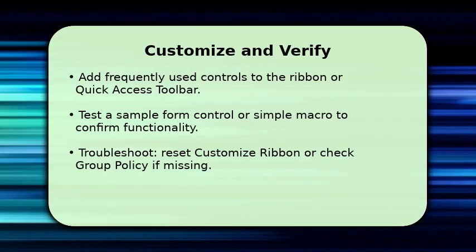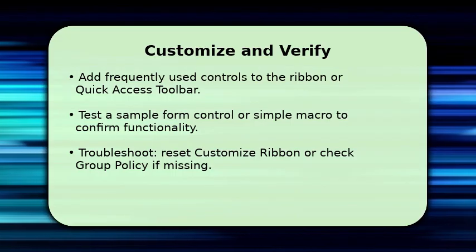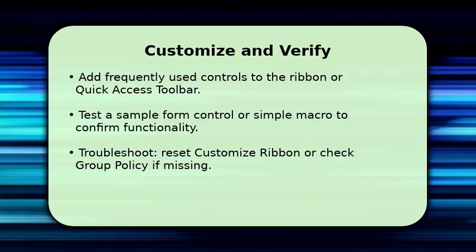If the tab doesn't persist, reset Customize Ribbon or restart Word. If multiple machines are affected, verify group policy or Office deployment settings with your admin. One tip: repairing Office from Control Panel often restores missing ribbon items.